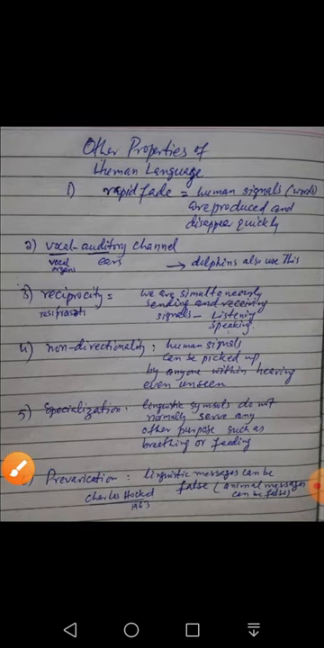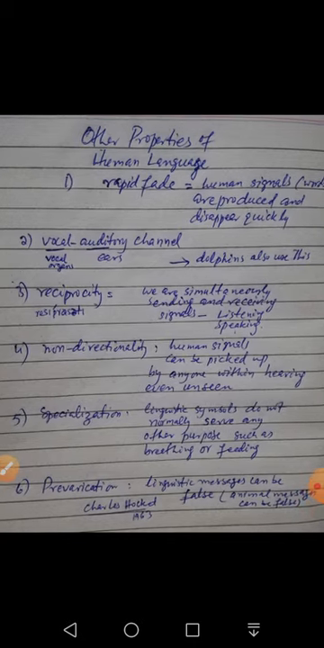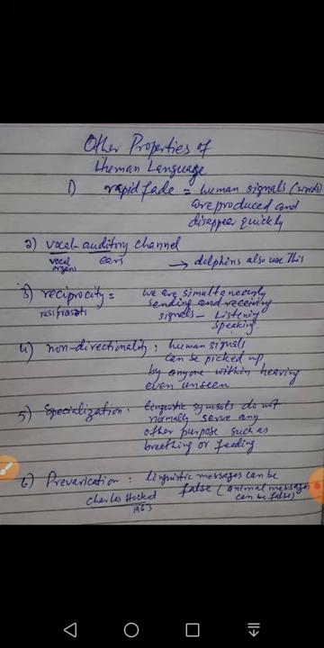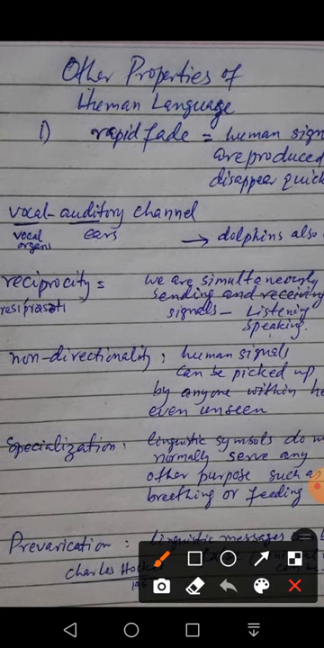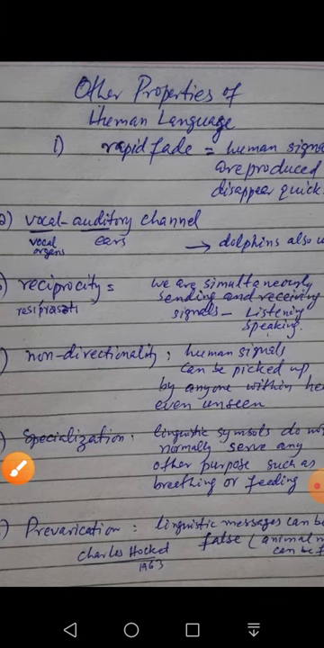Now I'm going to discuss quickly the remaining properties, which can be found in other communication systems, like animal communication systems. These other properties are rapid fade, vocal auditory channel, reciprocity, then we have non-directionality, then specialization, and then prevarication.